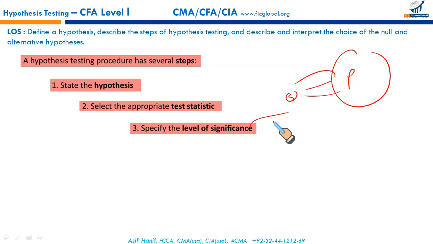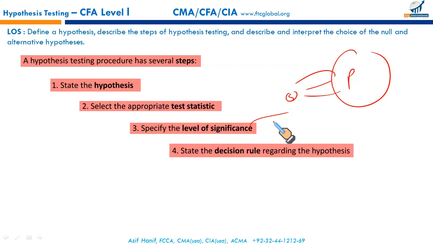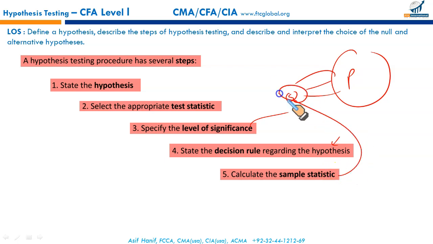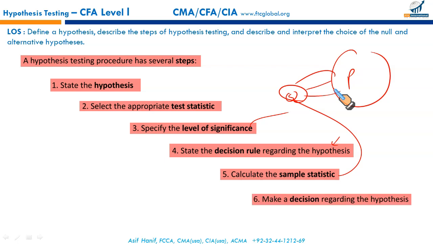After we have specified the level of significance, we will state the decision rule. All these steps will be discussed as we go along. State the decision rule regarding the hypothesis. Then the next step is calculate the sample statistic, the sample mean or something that we are interested in. And finally, based upon the sample statistic, we will make a decision regarding the hypothesis, whether it was correct or incorrect.